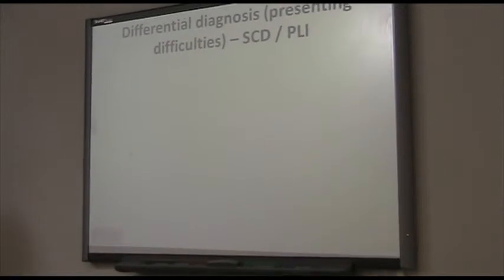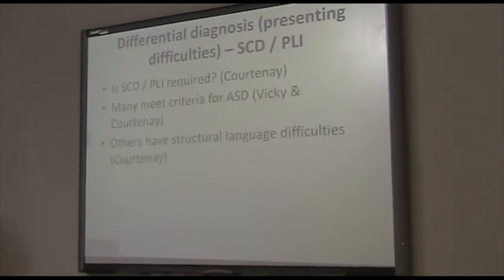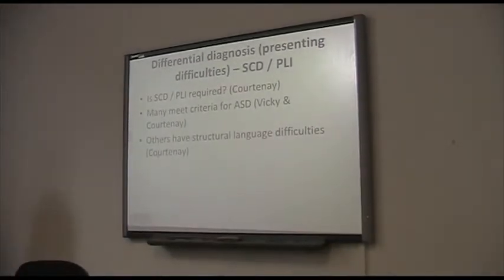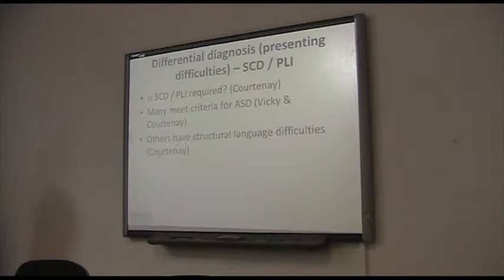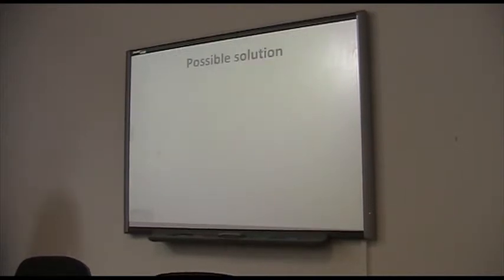Social communication disorder, Courtney raised this issue of, should this actually be a separate category? Is it required as a separate category? Many meet the criteria for ASD, others have got structural language difficulties, so could they just be subsumed into these two groups? Something maybe that we can discuss.